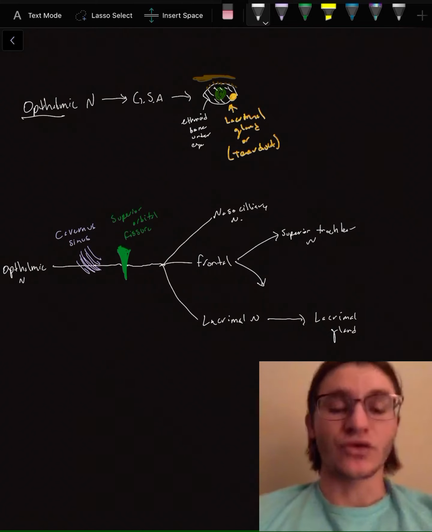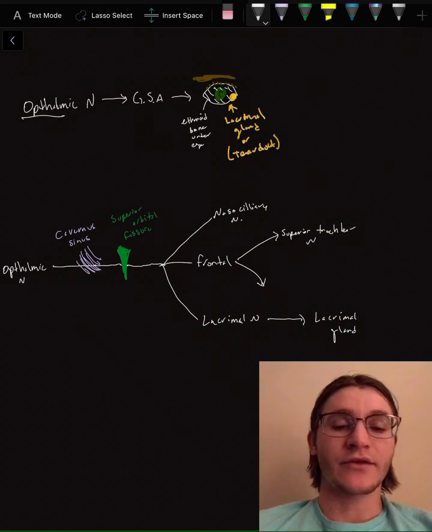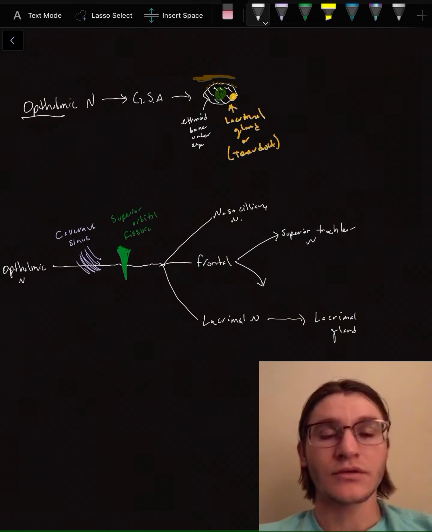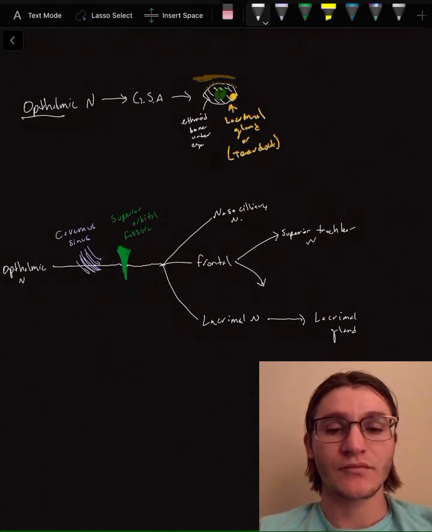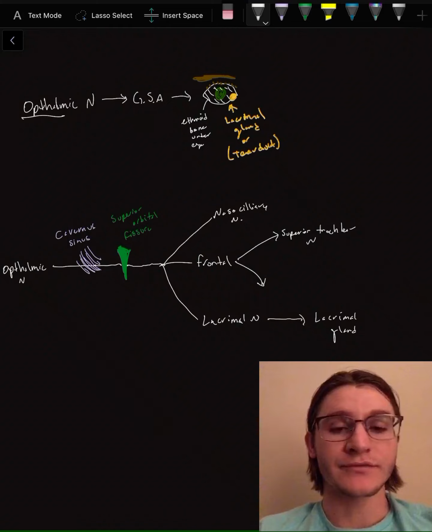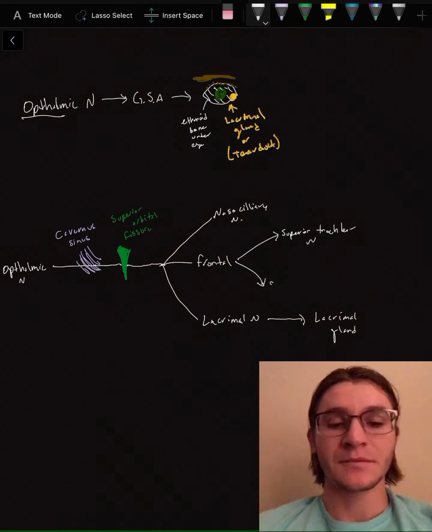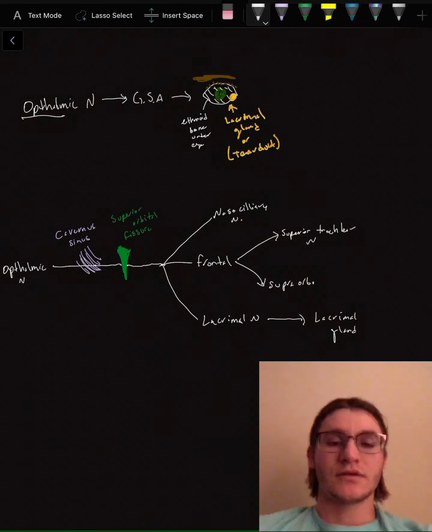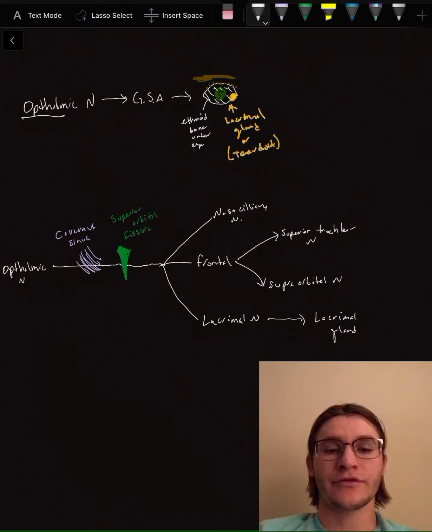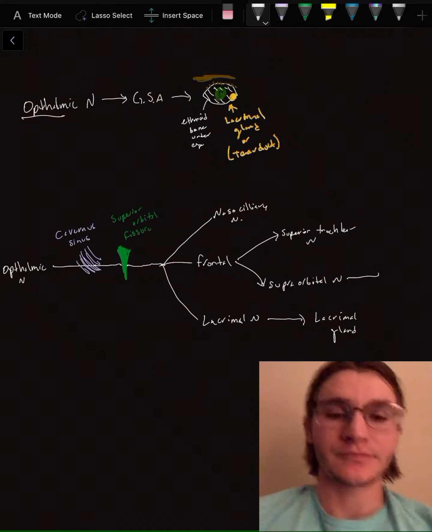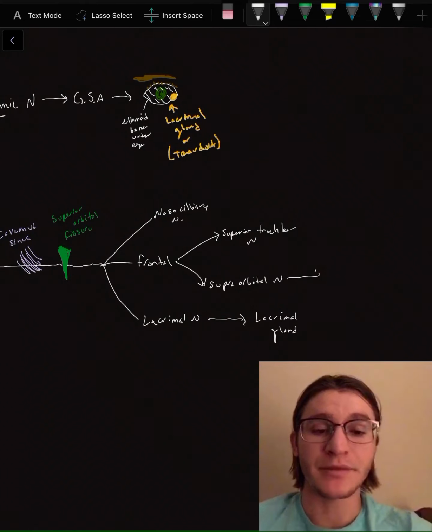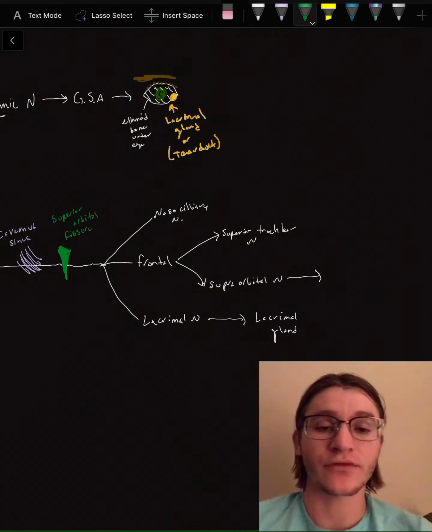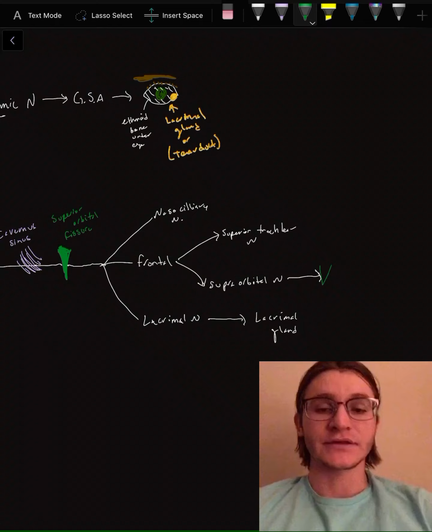We're going to have the superior trochlear nerve, and then we're also going to have the superior orbital nerve, or supraorbital nerve, if you want to say that too. They're kind of interchangeable. The supraorbital nerve is off the frontal nerve. And keep in mind the frontal nerve is going to be the biggest one, and the rest of them are going to branch off pretty small around it.